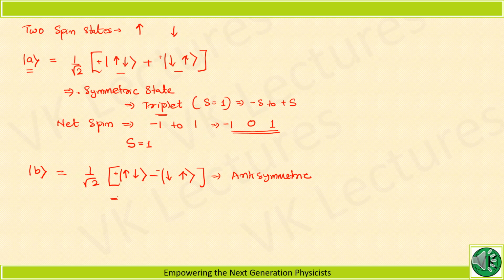So an antisymmetric state means it is a singlet. For a singlet, S is equal to 0. Net spin will also be equal to 0. So for the state A, S is equal to 1, and for state B, S is equal to 0. So A corresponds to S equal to 1 and B corresponds to S equal to 0.